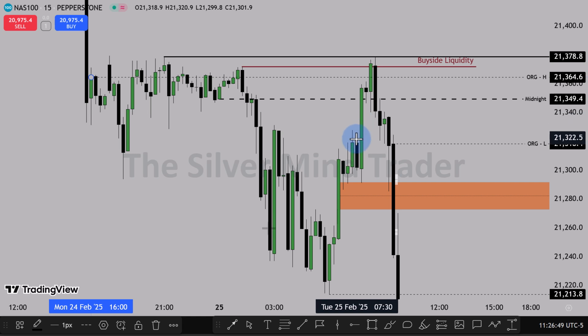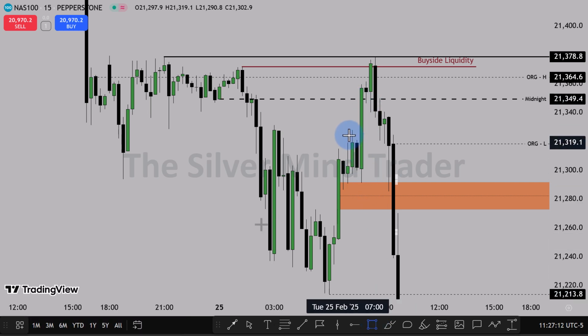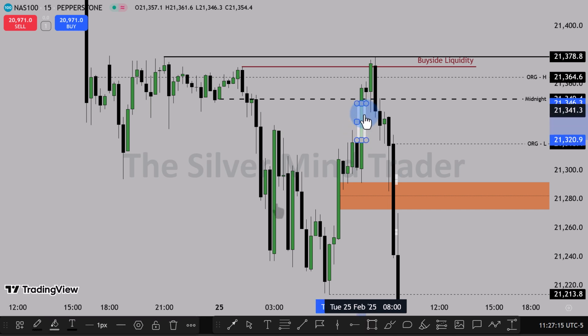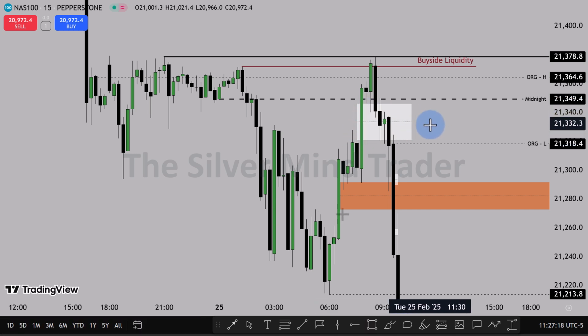We have this inefficiency here in form of a fair value gap, but it's now doing what? Acting as an inversion fair value gap. So instead of supporting price to go higher, it's failing. So the fact that this inefficiency over here is failing to keep price or support price higher is now being used as an inversion fair value gap.